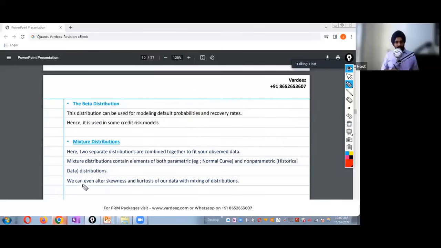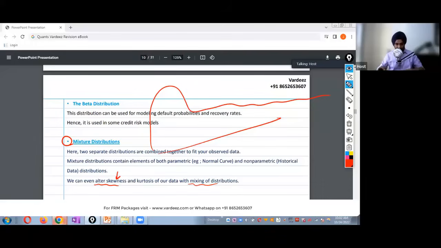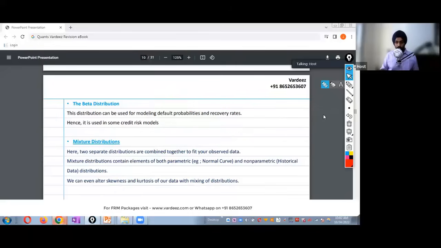Okay, then the usage of mixture is that we can actually change the skewness and kurtosis of our data by mixing distributions. So if our data is very much skewed, we can change it when we mix the distributions. That's all that you need to know for mixture distributions.